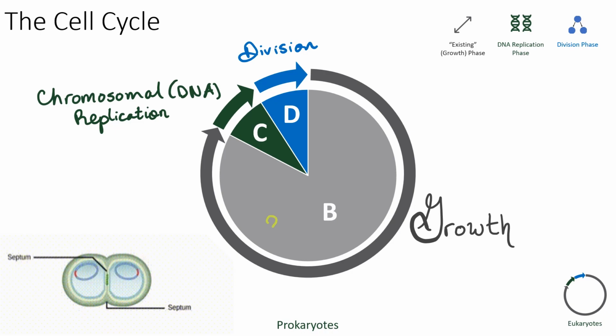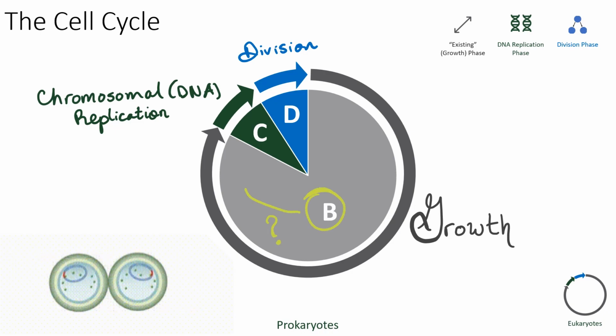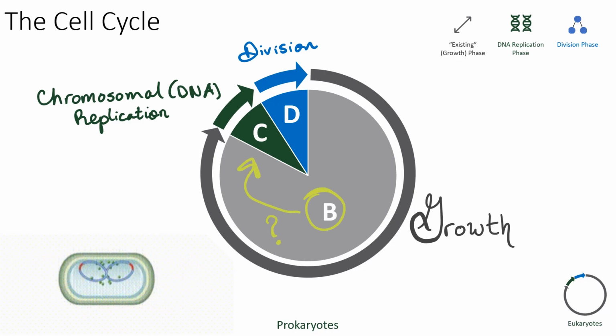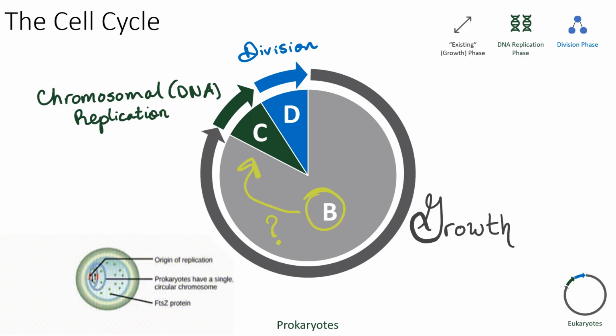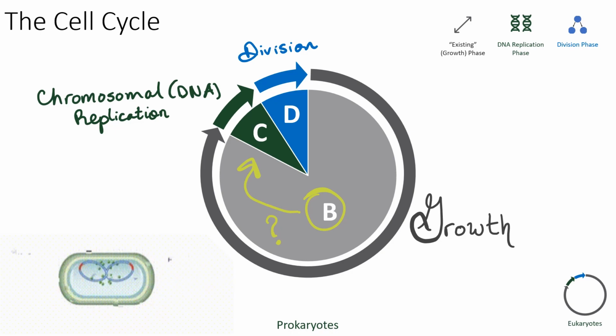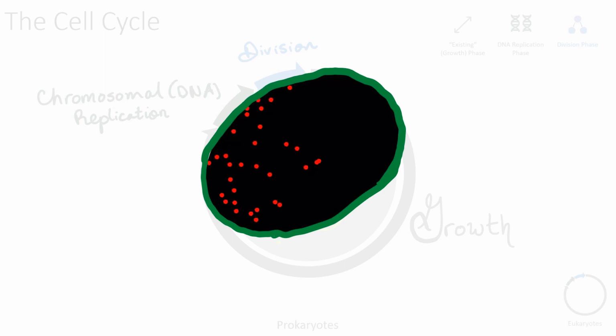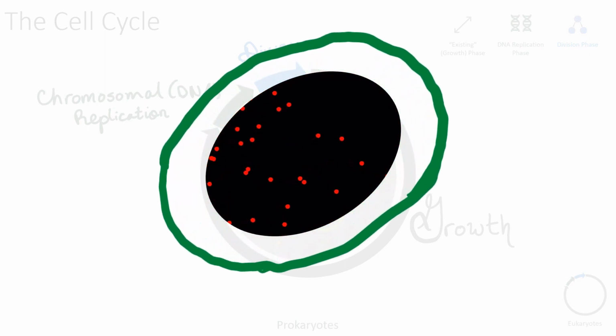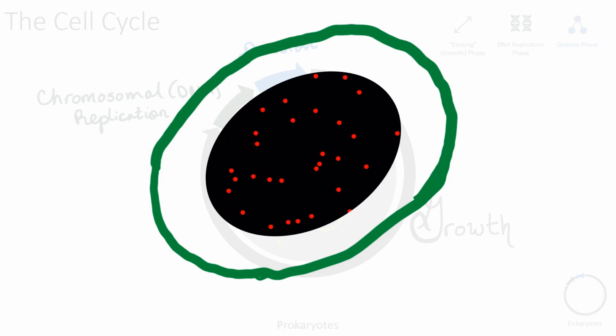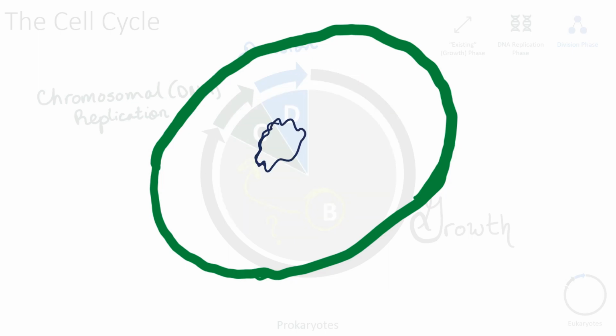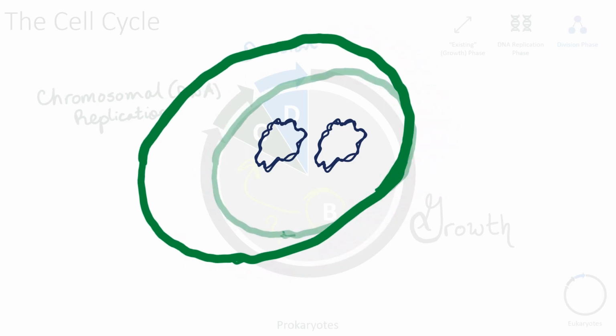So, when do prokaryotic cells transition from their B period to their C and D period? Meaning, when do they transition from that growth phase to their DNA replication and division phase? This is largely related to cell size. When the cell is large enough that the surface area to volume ratio is no longer efficient, the cell replicates its DNA in preparation for cell division.